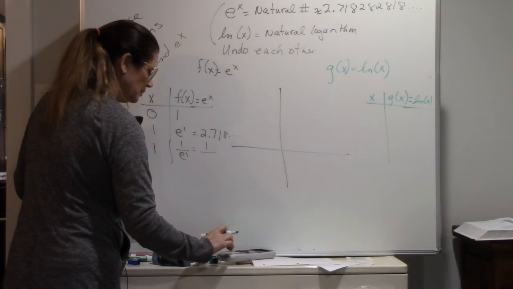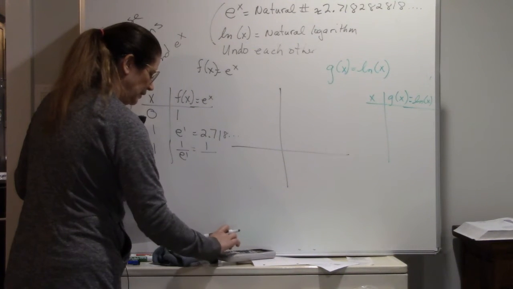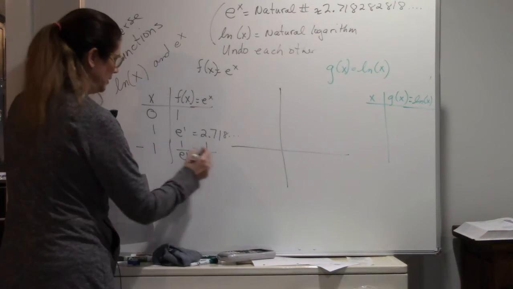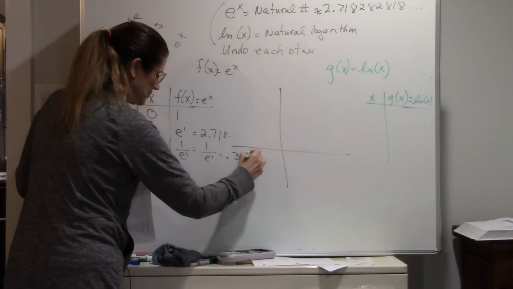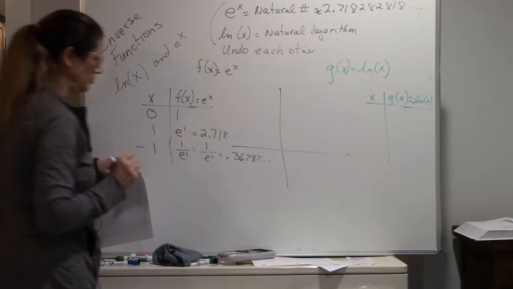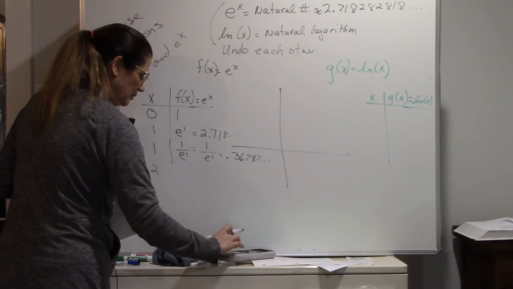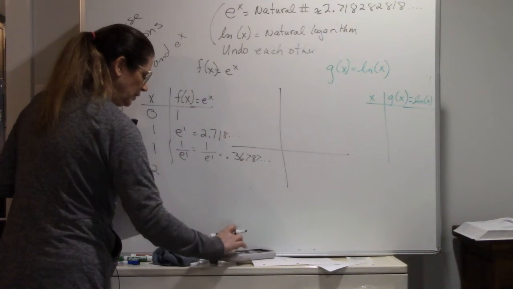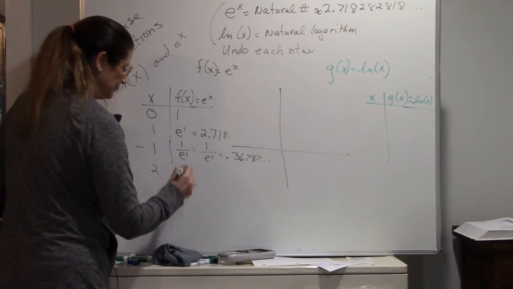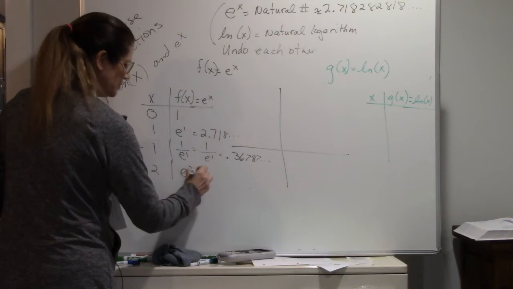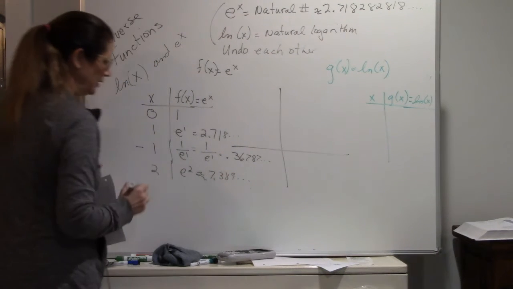I have the wrong one. 1 divided by e to the first power is how I'm putting this in. So 1 over e to the first power is 0.36787, and it keeps on going. And then if I have 2, I'm going to go e raised to the second power, which is about 7.389, and again, it keeps on going.